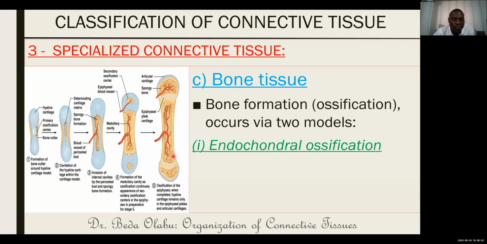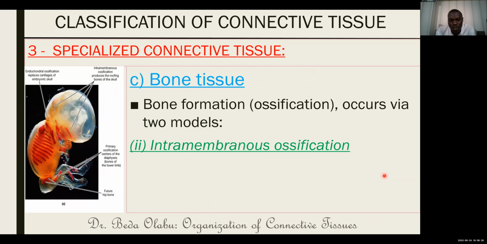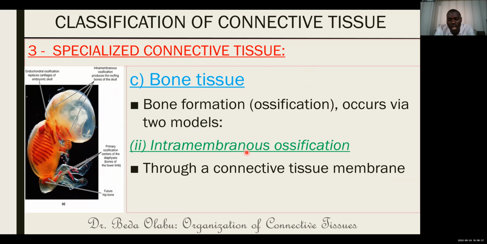That is endochondral ossification. And this type of ossification applies to long bones, bones such as tibia, femur, humerus. Those long bones develop from endochondral ossification, in contrast to what we call intramembranous ossification. Intramembranous ossification is where bone is forming through a connective tissue membrane. A membrane of connective tissue forms first. Then slowly, this membrane is transformed to bone.